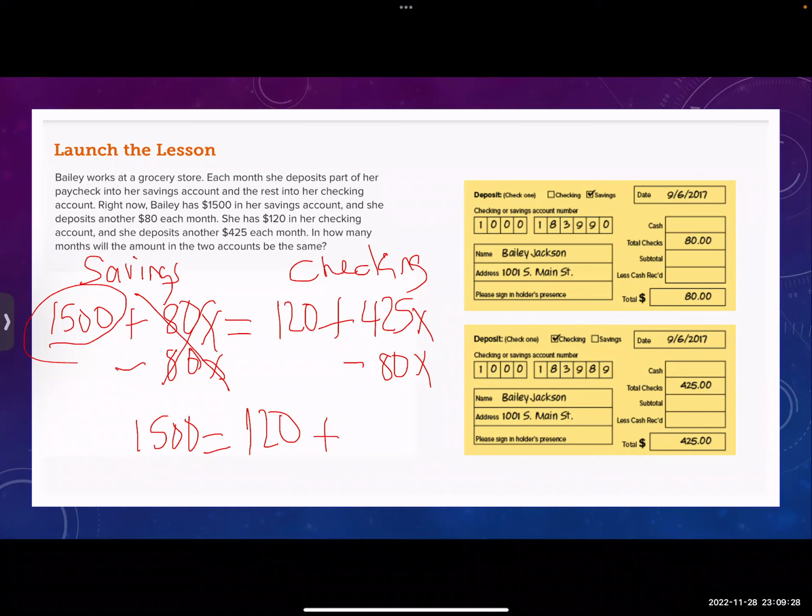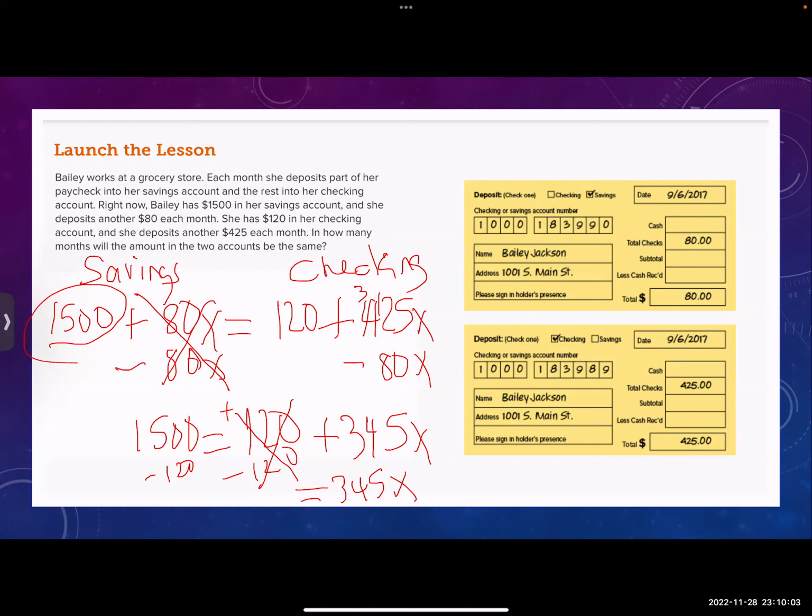425 minus 80. Let me subtract. 5 take away 0 is 5. Got to borrow from the 4. 12 take away 8 is 4. 3 drops down. 345x. I could have used a calculator, but I like to practice my math whenever I get a chance. Regular party, 1,500 is going to have the party. 120 is coming with a little magic plus sign in front of it, so I'm going to subtract 120. 120 went to the party. 345x is still home.